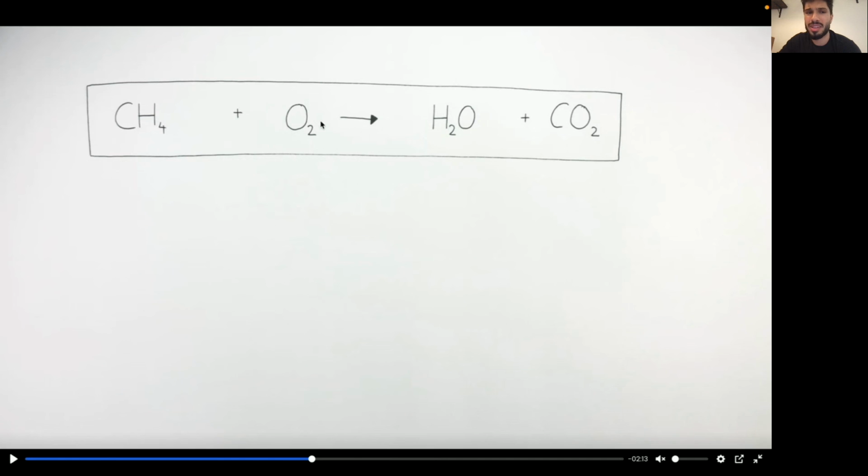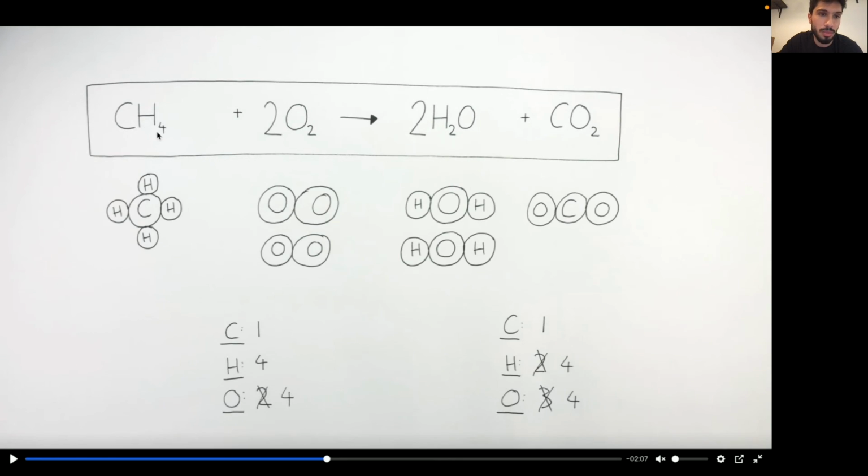Another way of thinking about this is there are 4 hydrogen atoms on the left and 2 hydrogen atoms on the right. To put a big 2 in front of the H2O would mean you do 2 times 2, so 4 hydrogen atoms, which balances the 4 hydrogen atoms on the left. That's another way of looking at it as well. And then look, the carbon atoms, 1 carbon atom on the left and 1 carbon atom on the right. That's already balanced.